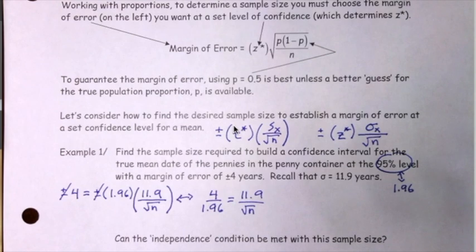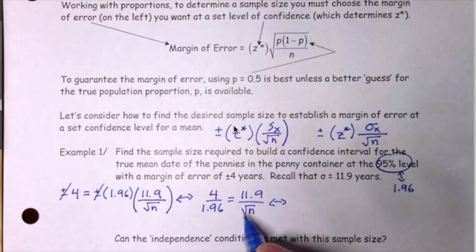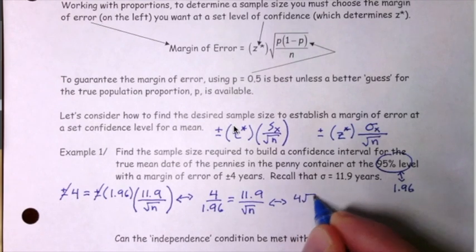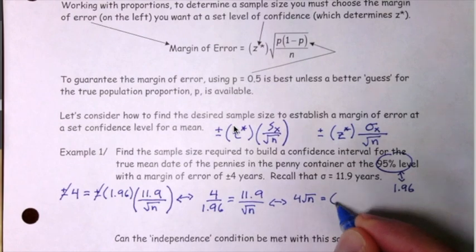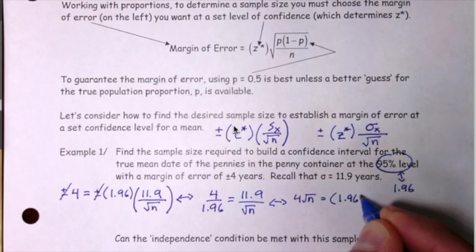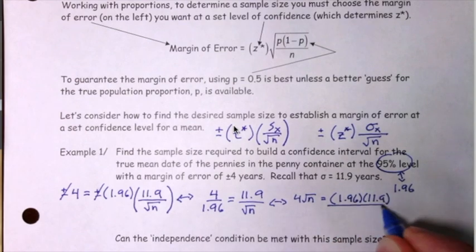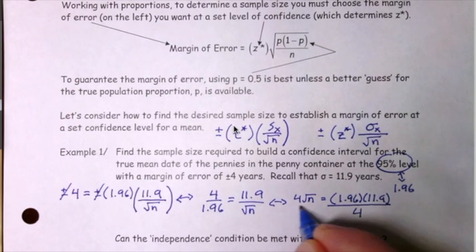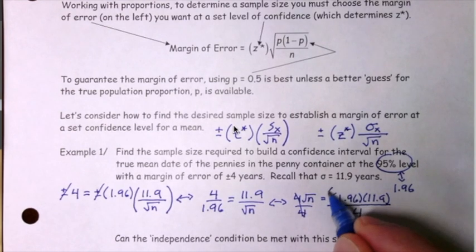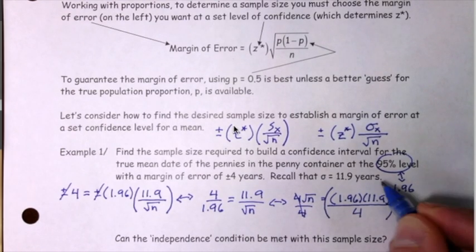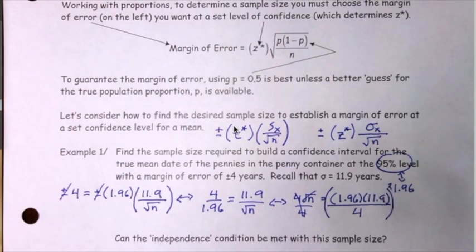At this point, you can think about cross-multiplying. So you have the 4 times the square root of n, and that's going to equal the 1.96 times the 11.9. And then to isolate the radical, I will divide by 4 on both sides. This is the expression that you want to square in order to establish the sample size that you need in order to get the margin of error that you want.